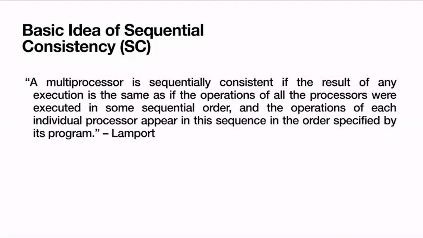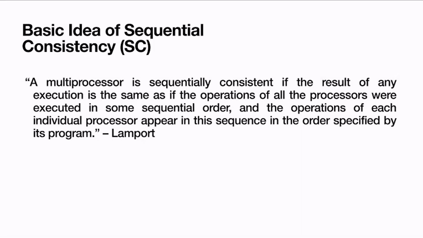With this, I'm going to stop. The idea of sequential consistency is given by Lamport, and you can go through this four-line sentence that gives you an idea about it. A multiprocessor system is sequentially consistent if the result of any execution is the same as if the operations of all the processors were executed in some sequential order, and the operations of each individual processor appear in this sequence in the order specified by its program. Did anyone get this point?